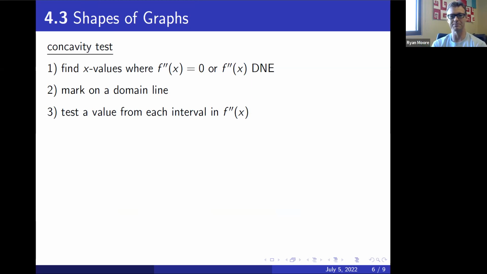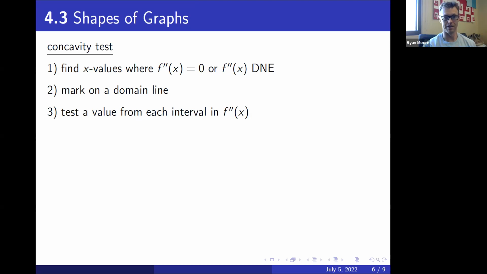So let's talk about the steps. Find the x values where the second derivative is 0 or where the second derivative does not exist. That's the equivalent of critical numbers, but with the second derivative. We don't have a name for it, but where is the second derivative equal to 0, and where does the second derivative not exist? That's it. That's critical numbers for the second derivative.